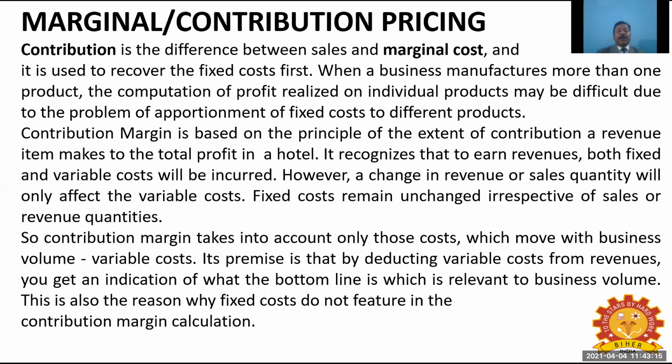So contribution margin takes into account only those costs which move with business volume, the variable cost. Its premise is that deducting variable costs from revenues, you get an indication of what the bottom line is, which is relevant to business volume. This is also the reason why fixed costs do not feature in the contribution margin calculation.